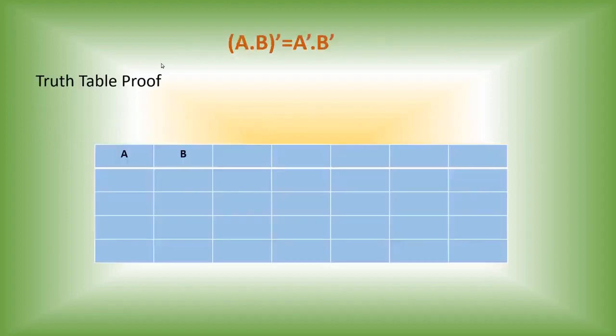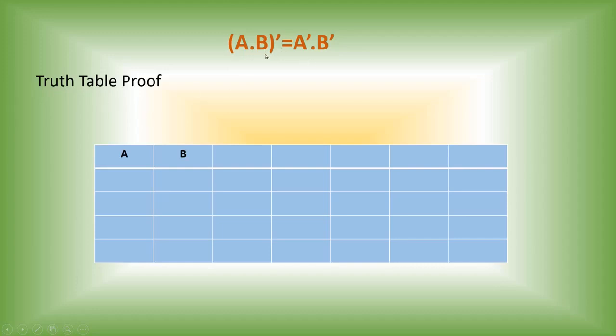Now we can prove this De Morgan's theorem by using a truth table. The second De Morgan's theorem is written over here. This is (A plus B) the whole complement equal to A complement into B complement. That is the first De Morgan's theorem. This is a typing mistake. See that this is (A plus B) the whole complement equal to A complement into B complement. Don't make the mistake in your notebook. Correct this as (A plus B) the whole complement.